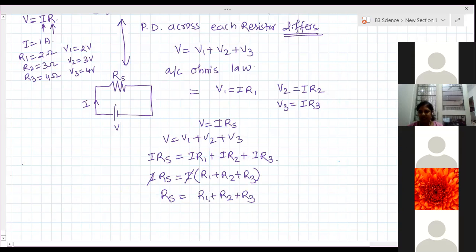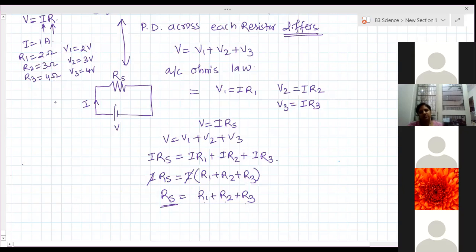So when the resistors are connected in series, then the total resistance provided by them is equal to sum of individual resistances. Clear? Able to understand, everyone? So when the resistors are connected in series, the total resistance provided by them is equal to sum of all individual resistances. So for example, if we have connected 2 ohm, 3 ohm and 4 ohm resistors in series, what is the total resistance they provide in the circuit?